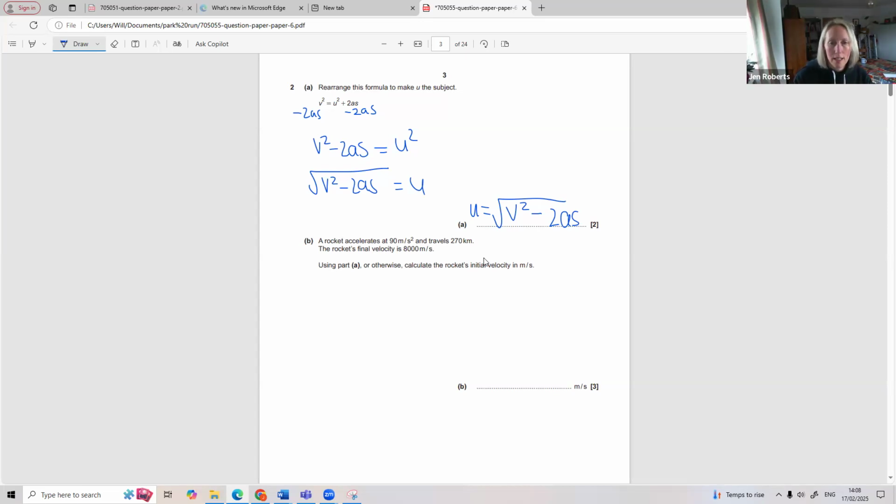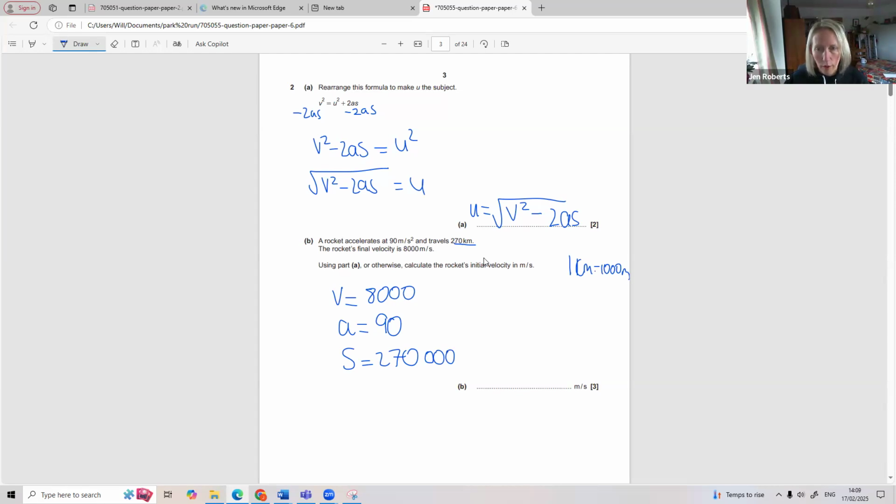Right, so the reason they've done this is because here our U is our initial velocity, and that's what we're working out in this question. So V is final velocity, 8,000. A is 90. And S is 270. But always check your units. Do we have consistent units here? Kilometers, meters. 1 kilometer is 1,000 meters. I need to times this by 1,000. Now we have our consistent units.